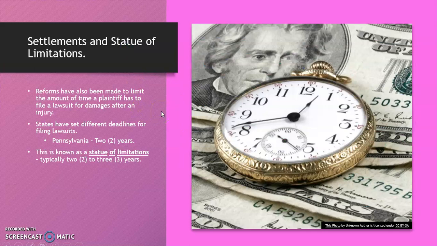Settlements and statute of limitations. Reforms have also been made to limit the amount of time a plaintiff has to file a lawsuit for damages after an injury. States have set different deadlines for filing lawsuits. In Pennsylvania, it's 2 years. So you have 2 years after you're injured to file a lawsuit against somebody or a company or whatever the case may be. This is known as the statute of limitations, and typically most states allow 2 to 3 years to file a lawsuit.